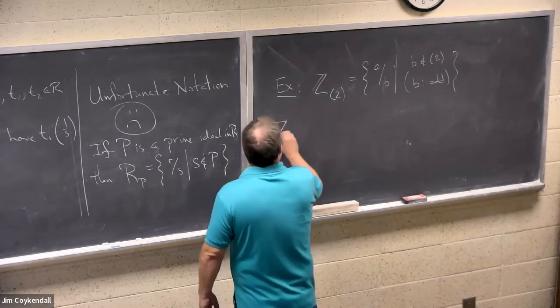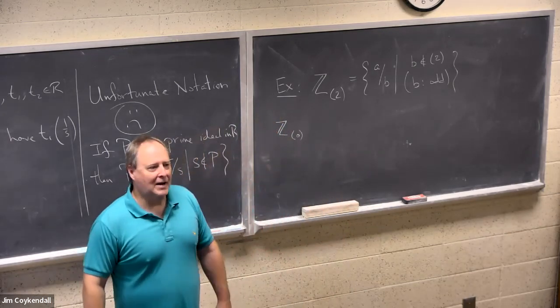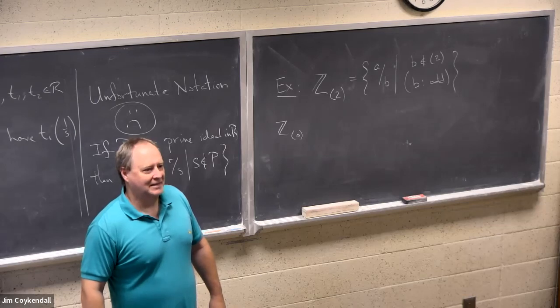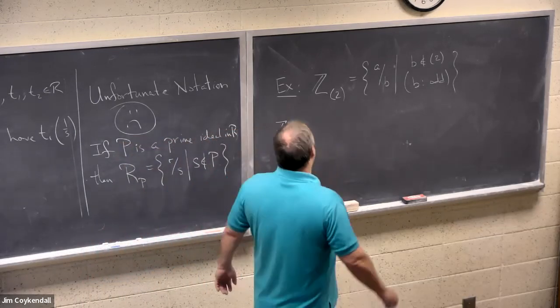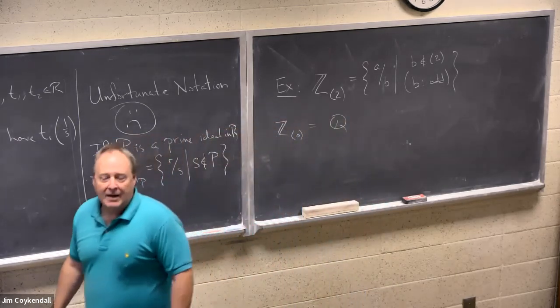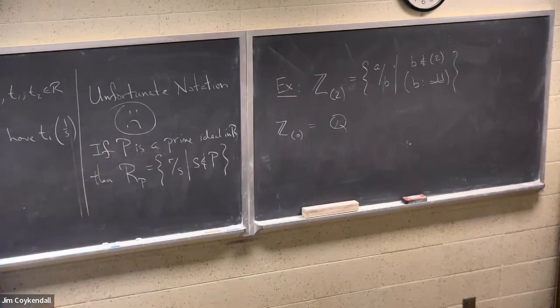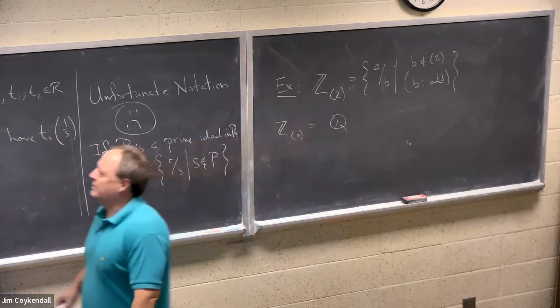By the way, what is Z localized at zero? Now you're allowing your set to be everything that's not zero. This is the rational numbers. In fact, any integral domain localized at the zero ideal is its quotient field. So let me make the following observation.